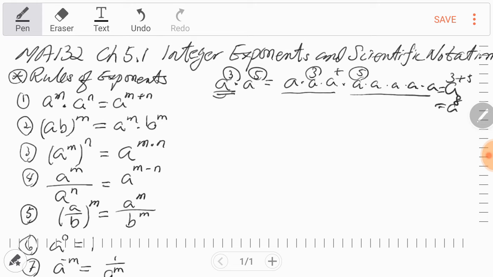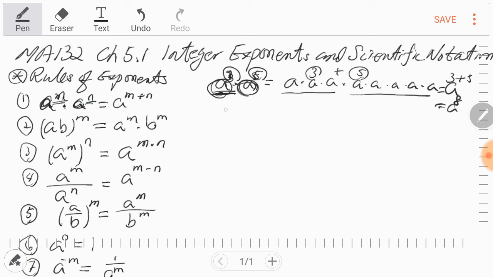Okay, so the same base is multiplied 3 times, and the same base is multiplied 5 times. So altogether, this base is multiplied 8 times. So what we do is add the exponents. The bases are the same. There are two exponential expressions with the same base and different integer exponents. Then what we can do is just add the exponents.